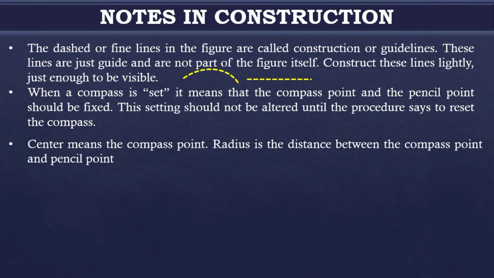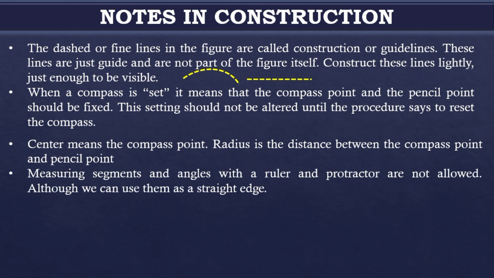Okay? And then the center means the compass point. So, nabanggit ko na yan kanina. And the radius is the distance between the compass point and the pencil point. Measuring segments and angles with a ruler and protractor are not allowed. So, ito nga po yung sinasabi ko na we're not gonna use measurements here.